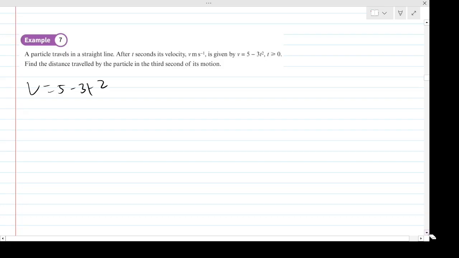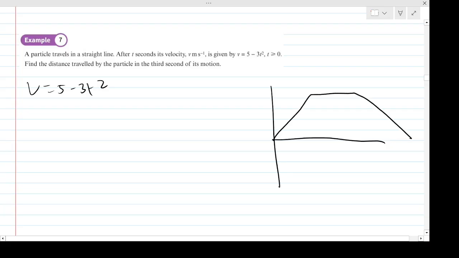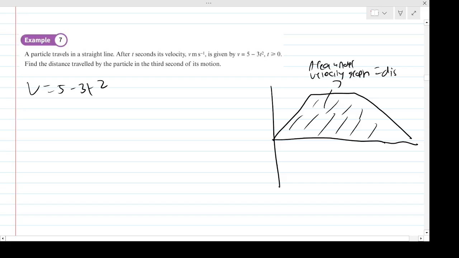So recall that with a velocity time graph, think back to earlier on in the course. A velocity time graph looks a bit like this, right? We've seen velocity time graphs like that. Now, what does the area under a velocity time graph represent? The displacement, or the distance if it's positive, right? So the area under a velocity graph, that represents displacement, right?